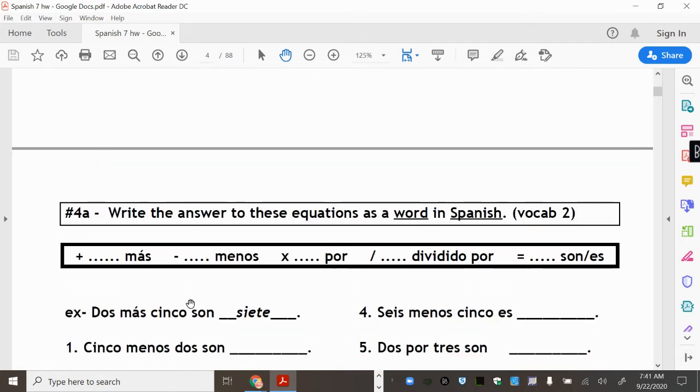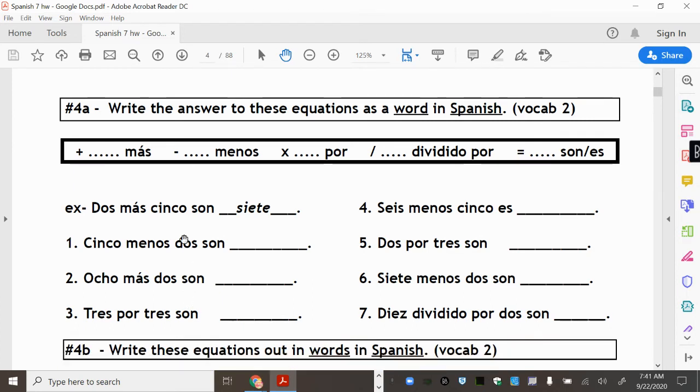All right, halfway done. Now we have some math equations. And if you look at the directions for 4A, it says write the answer to these equations as a word in Spanish, all right, using vocab 2. These are the math-like symbols. A plus is más, a minus is menos, times or multiplication is por, and divided by, right? So sometimes you see the dot, line, dot, or this is dividido por. It equals is son or es. If the answer is 1, you're going to use es. Anything else, you're going to use son.